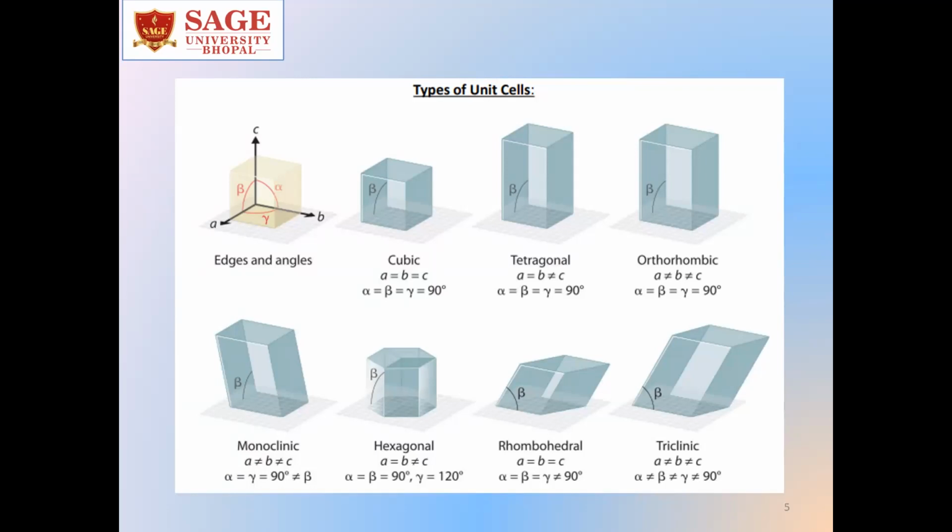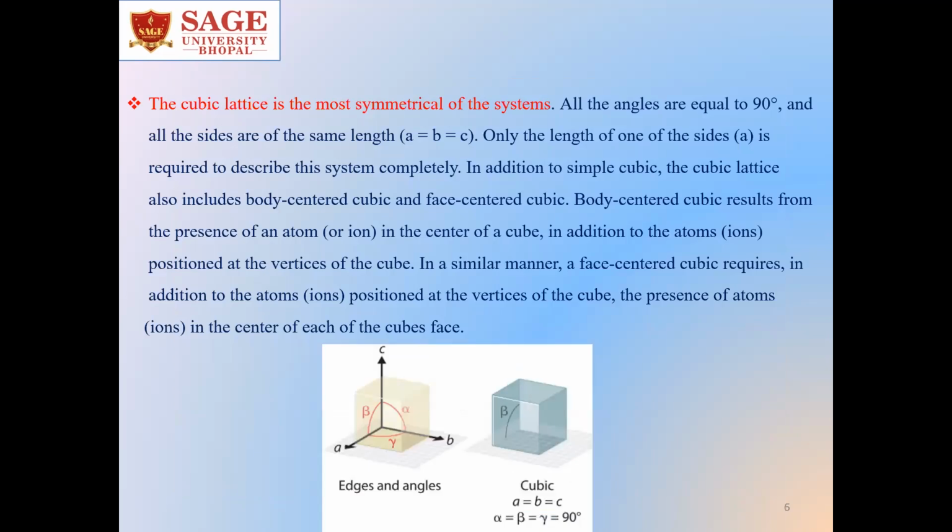In case of rhombohedral, A equals B equals C and alpha equals beta equals gamma, which are not equal to 90 degrees. So none of the angles are 90 degrees in case of rhombohedral. In triclinic, A is not equal to B is not equal to C and also alpha not equal to beta not equal to gamma not equal to 90 degrees. So in case of cubic system, we can see all the edges are equal, all the angles are equal and they are equal to 90 degrees. In case of triclinic, none of the edges are equal, none of the angles are equal and none of the angles are 90 degrees.